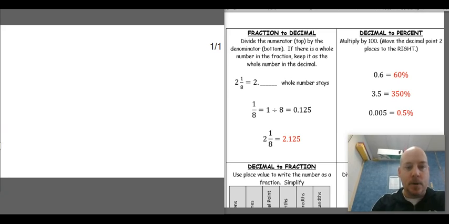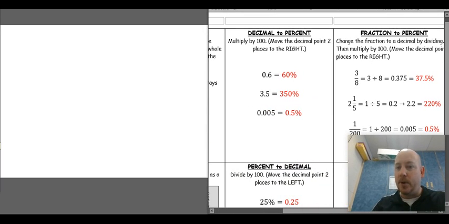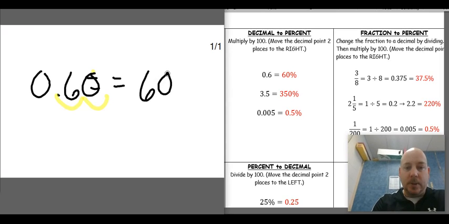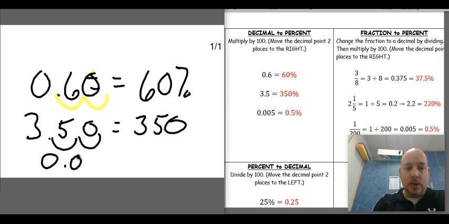Once I have it as a decimal, if I want to change it to a percent, I simply multiply by 100 to move the decimal point 2 places to the right. So you see my examples there. I've got 0.6. If I move that 2 places to the right, there's 1, there's 2, so I have to add a 0 in there. So that would be 60%. Then 3.5. Can I move it once? Add a 0, move it twice. 350%. And 0.005. Again, move it once, move it twice.